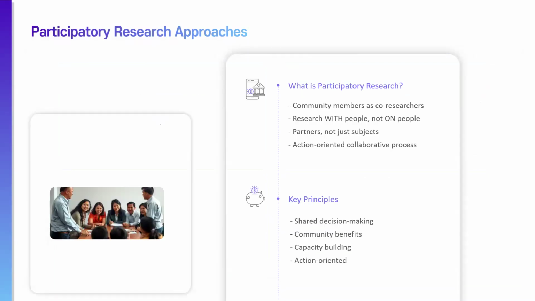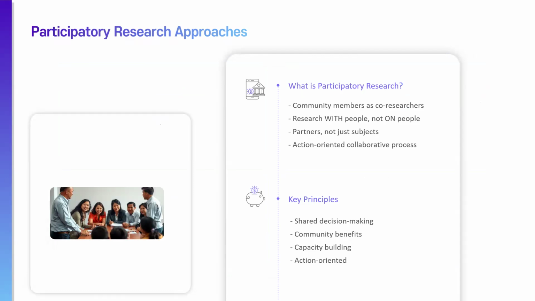Second, participatory research. This is research with people, not on people. What is it? Community members become co-researchers, not just subjects. They are partners in the research process. It's action-oriented and collaborative.